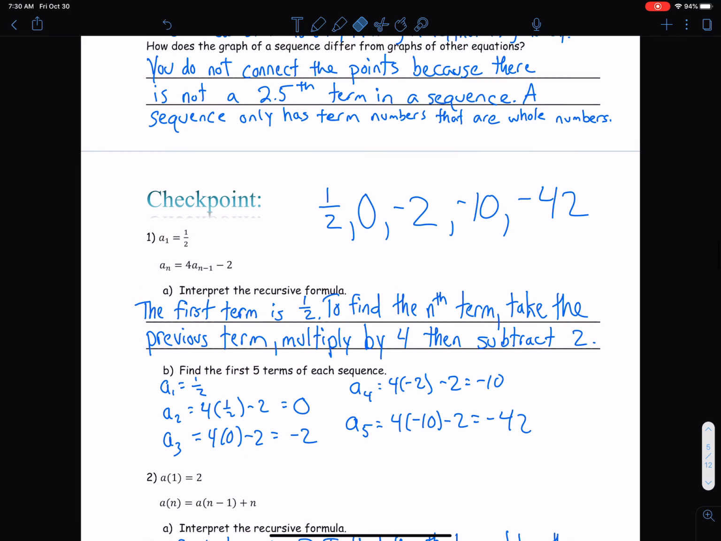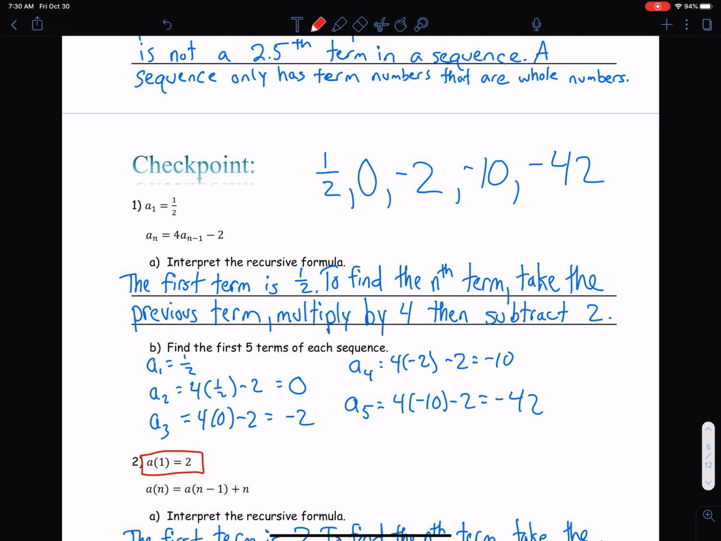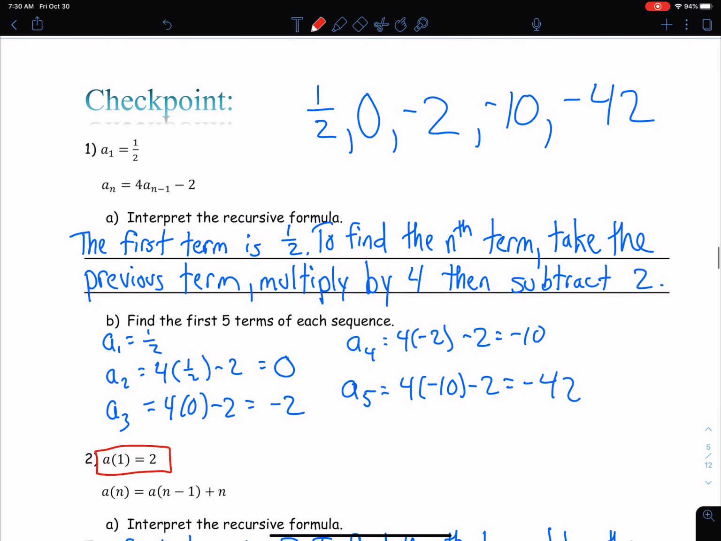Number 2, it's a little bit different than we've seen, but I think you guys are able to do this one. So the first thing is the first term is 2. That's not changing. So the first term is 2. And then look what's happening to find the nth term. Your wording might be a little off on this, which is completely fine. It's the first time you're kind of seeing one like this.